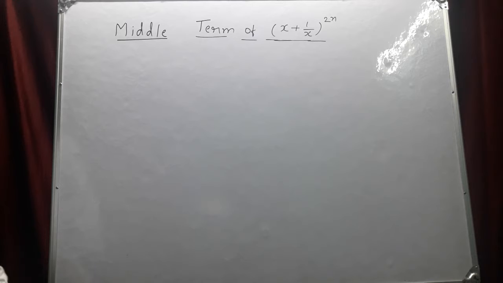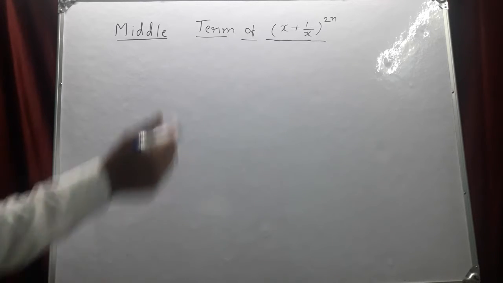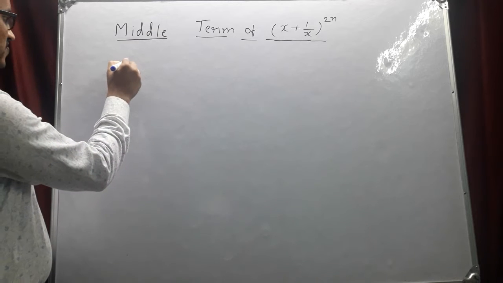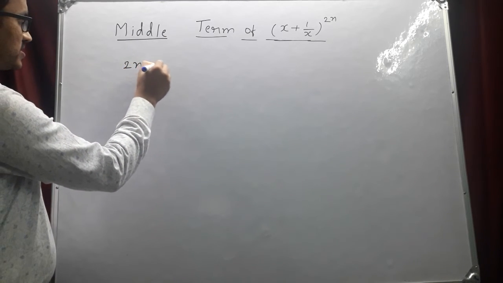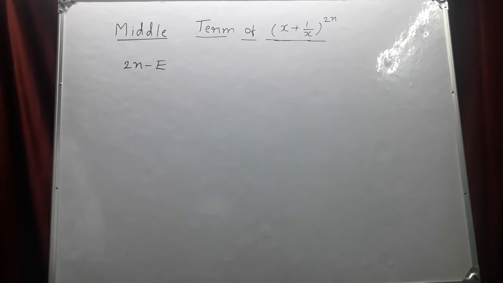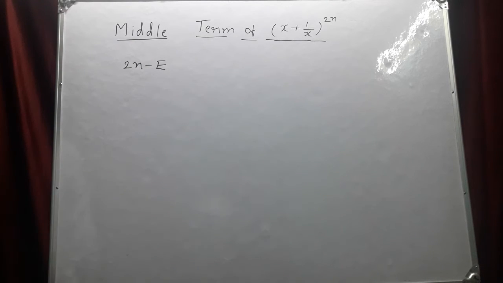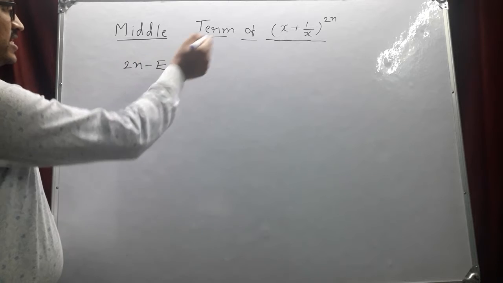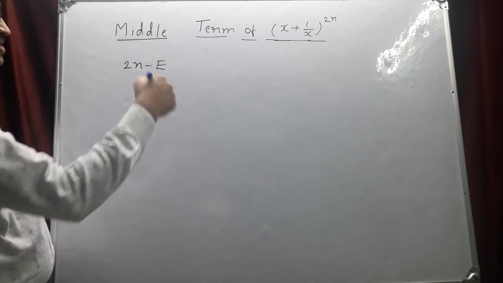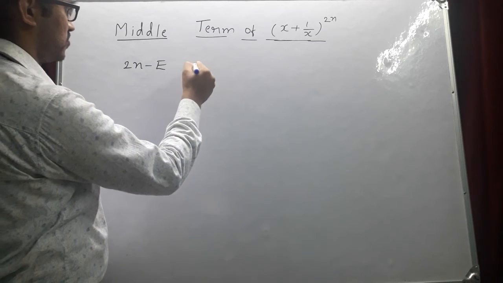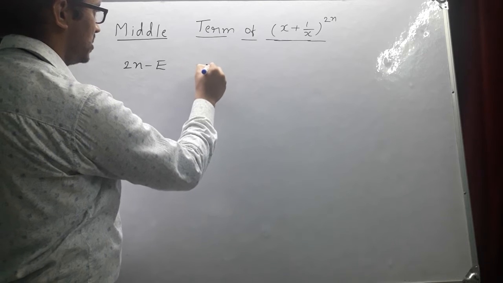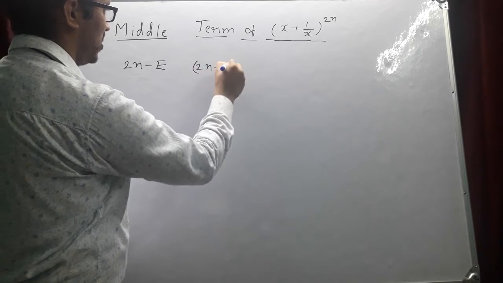So next, the middle term of (x plus 1 by x) power 2n. So if you see, 2n is what? 2n will be even. Any number which is a multiple of 2 is even. So since the index is even, the number of terms will be odd. So what is the total number of terms? That is 2n plus 1.